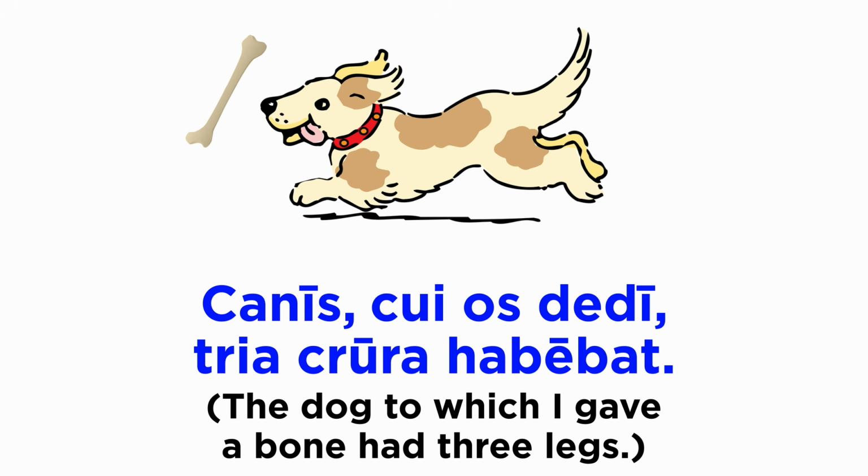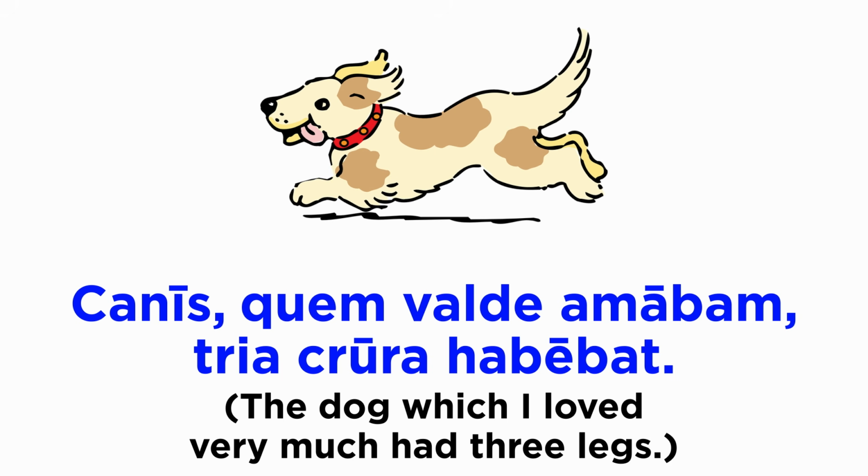Canis, cui os dedi, tria crura abebat. Here, the relative pronoun is dative because the dog receiving a bone is the indirect object. Canis, quem valde amabam, tria crura abebat. Here, the relative is acting as a direct object because the new subject is I. Therefore, we see the pronoun in accusative.